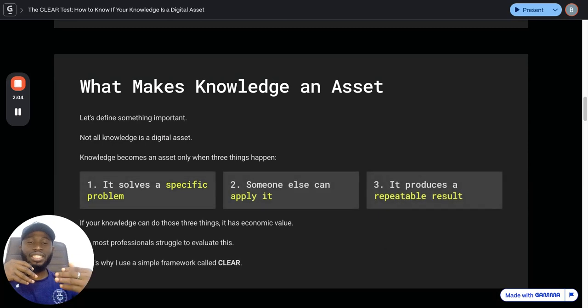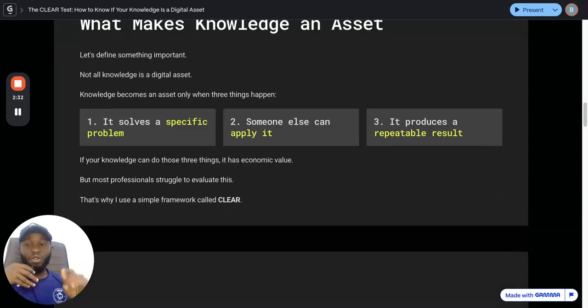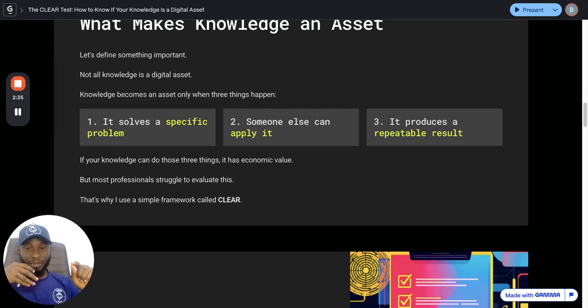So, what makes knowledge an asset? Let's define something important. Not all knowledge is a digital asset. Knowledge becomes an asset only when three things happen. The first, it solves a specific problem. The second, someone else can apply it. And the third, it produces a repeatable result. If your knowledge can do these three things, it has economic value. But most professionals struggle to evaluate this. That is why I use a simple framework called CLEAR.